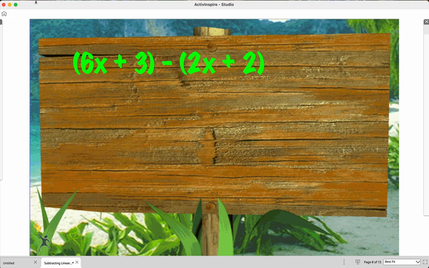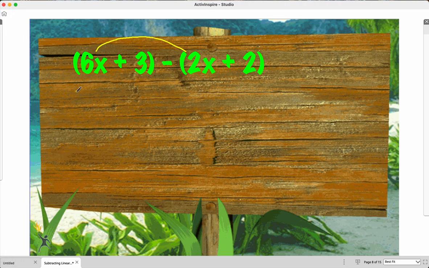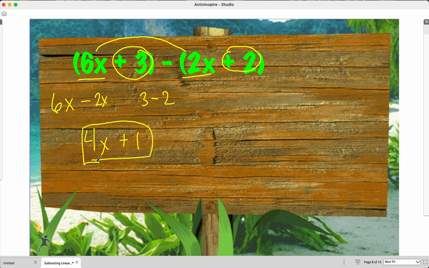Do very similar to the same thing we did on our first one. We're going to subtract these two. So we're going to say 6x minus 2x. So we're going to combine these. So 6x minus 2x is 4x. Do the same thing with these, positive 3 and a positive 2. So 3 minus 2 is 1, and it's a positive 1. So we're going to say plus 1. That's my first way to subtract it.